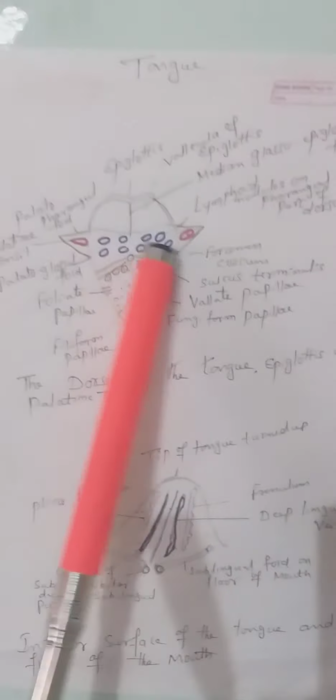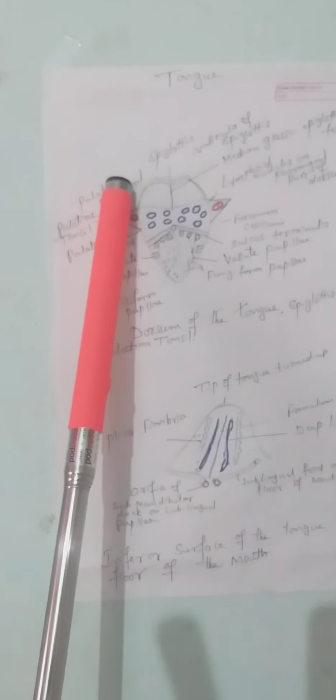These are the papillae. And this is the pharyngeal part. Anteriorly it has a fold called the palatoglossal fold. Posteriorly there is one fold called the palatopharyngeal fold. And between these there is an area, a space, which is occupied by the palatine tonsil.